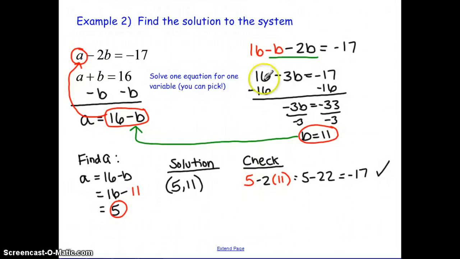And then for the second equation, we need to do our a, which was 5, plus our b, which was 11. That's a really easy one. That comes out to 16, and that's what it was supposed to be. So we know that our solution is correct. This solution, 5, 11, is right. This is the one point where this system of linear equations intersects, the one point that works in both equations, and therefore it is the solution.